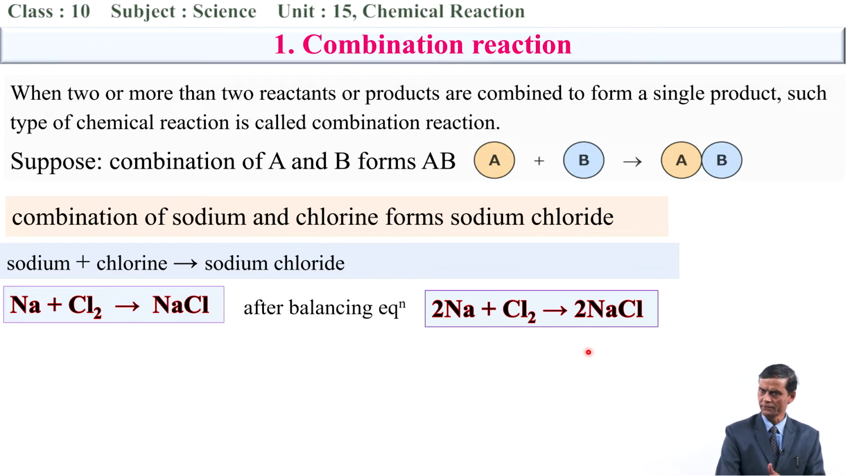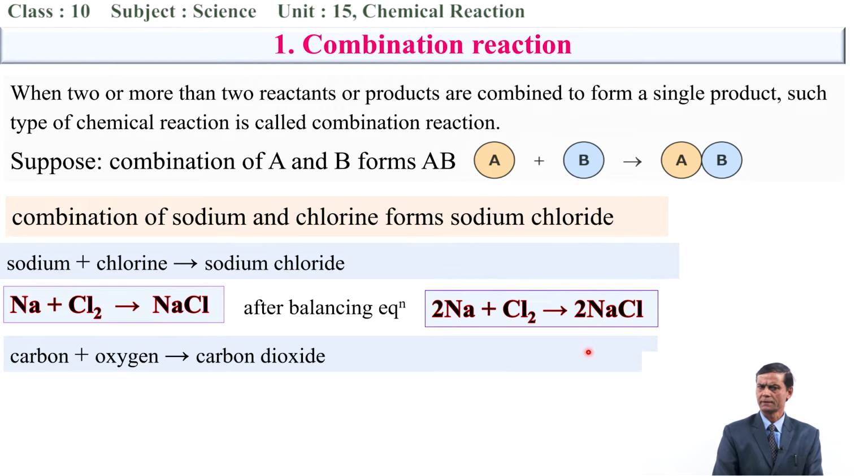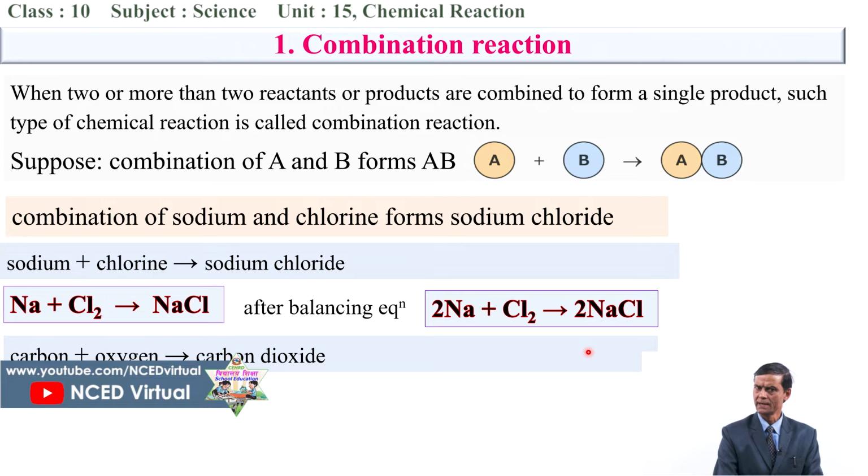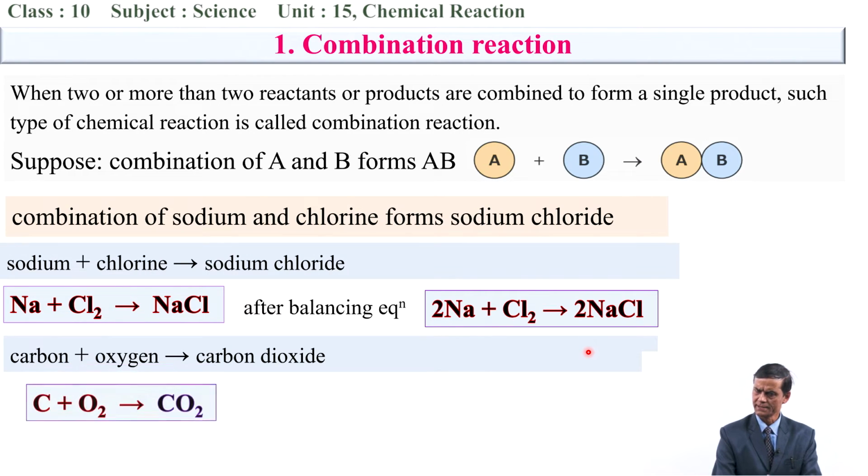This is an example of a combination reaction. It is also called an addition reaction. Another example: carbon plus oxygen. What will be the product? Carbon dioxide, isn't it? When we burn any substance, any fuel, there is carbon. Carbon burns in the presence of oxygen, then forms carbon dioxide.